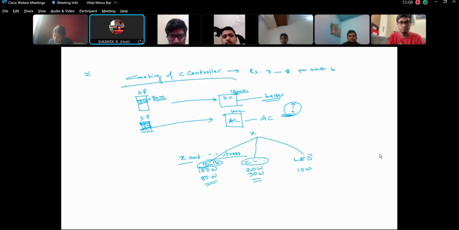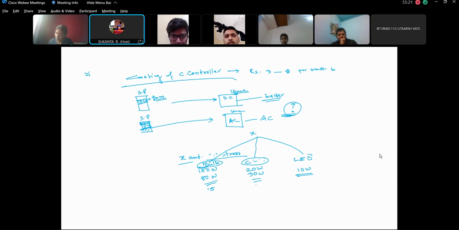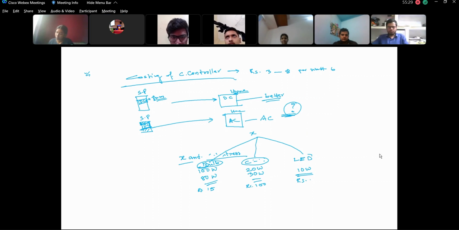Energy consumption rate is more over there. Its price, its cost, it may be like 15 rupees, and its price, it may be 100 rupees. And its price, it may be, suppose, 250 rupees.